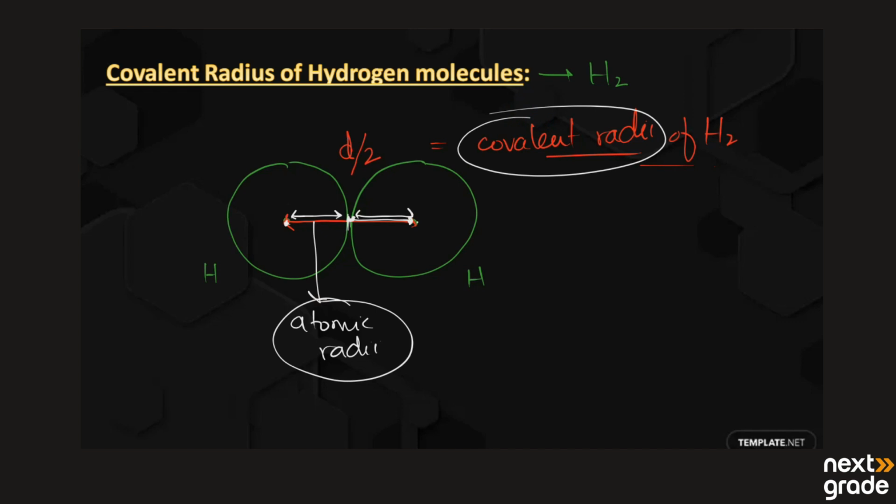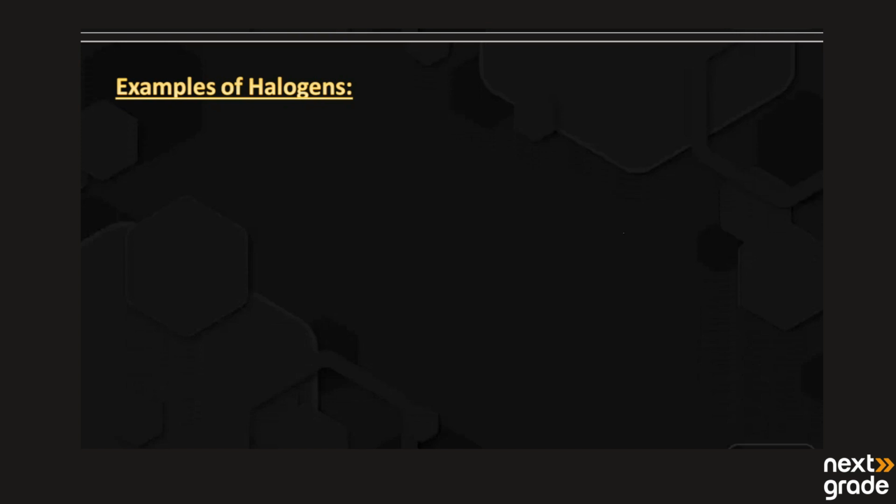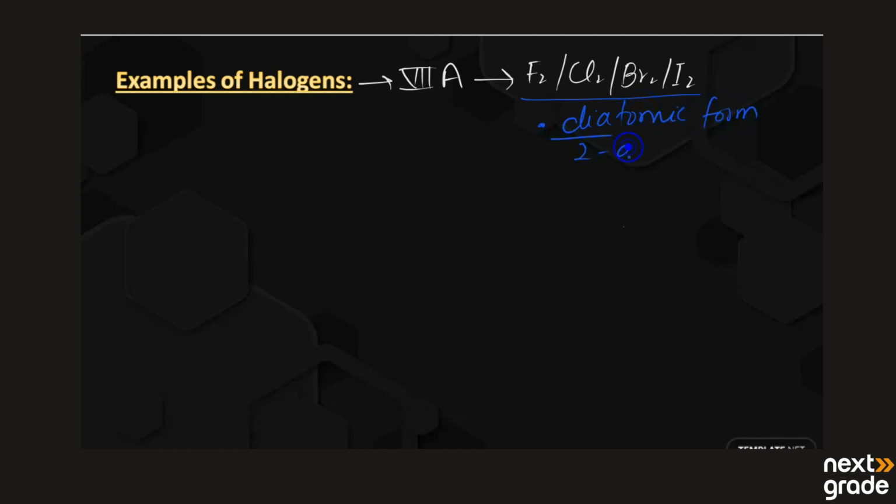Next we have the covalent radii of the halogen atoms. Halogens are from group 7A, and the halogens include fluorine, chlorine, bromine, and iodine. All these elements exist in diatomic form. Diatomic form means they have two atoms like F2, Cl2, Br2, and I2. So let's discuss their atomic radii.